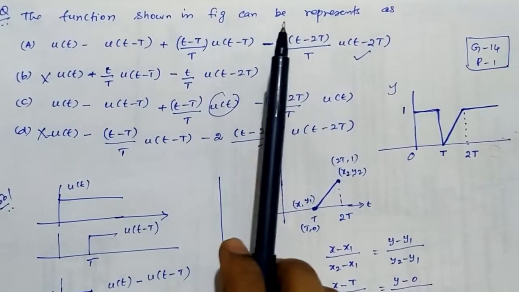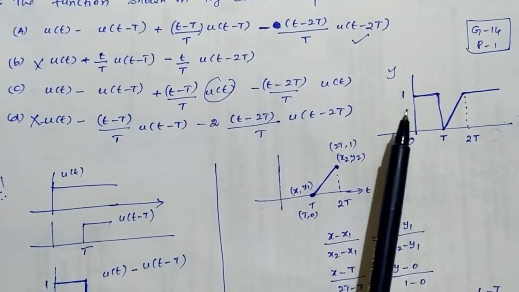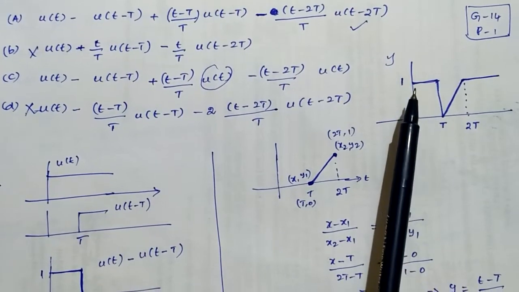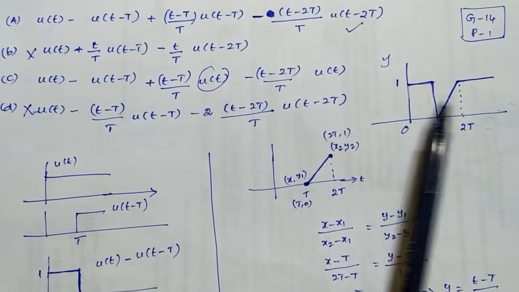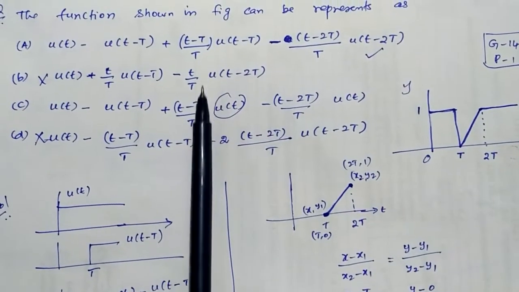The function shown in the figure can be represented as which of the 4 equations; we have to select the best one. So the given function is like this. It is an arbitrary function. So for this function, what is the equation we need to choose?